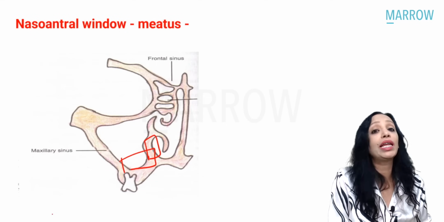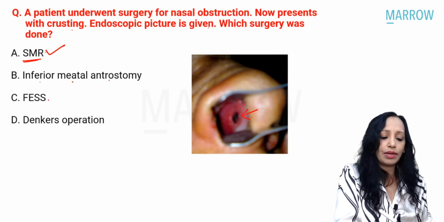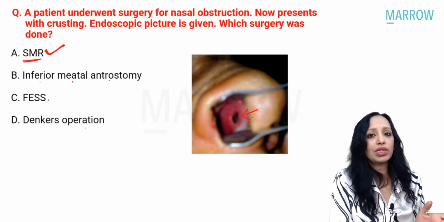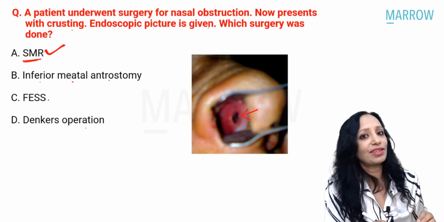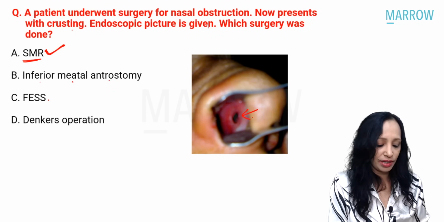So again, it is not dealing with the septum. So what is the answer here? Yes, it is SMR. So even if you do not know what Denker's operation is, you know what SMR is, right? And we know that the chances of complication are high in SMR. So the answer here is SMR.